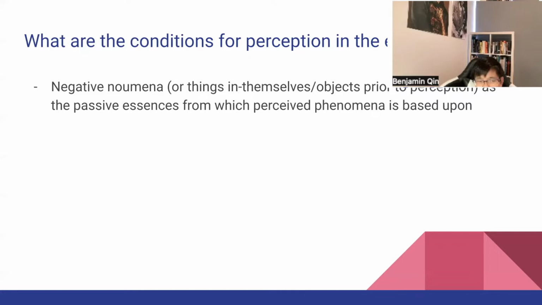And there are two main types of noumena. You have your negative noumena and also positive noumena, which I'll touch on in a second. So when most people say the word noumena, they're referring to negative noumena, which is synonymous and can be used interchangeably with the words things in themselves. And negative noumena are basically objects prior to perception, or at least empirical knowledge, and are the passive essences from which perceived phenomena is based upon.